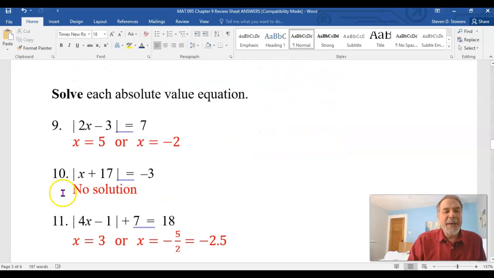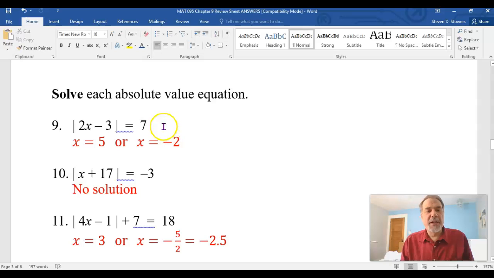Okay, now we have some absolute value equations to solve. Step 1, if it isn't already that way, get the absolute value part by itself on one side of the equation. Then on the other side, you should have just a number. And if it's just a negative number, then there's no solution to the equation. But if it's a positive number, there's going to be two solutions.